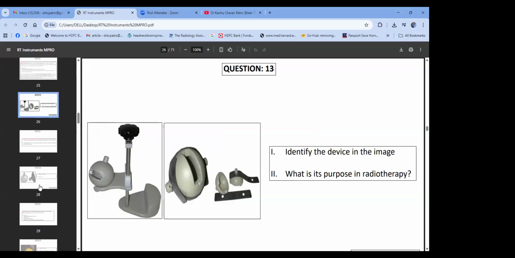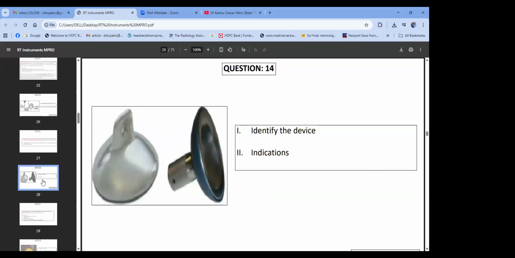Yeah. So the eye shields you are seeing here in the picture are actually made of tungsten. But they can be made from lead. Earlier they were made of lead, but commercially available shields are made of tungsten. Okay, sir.